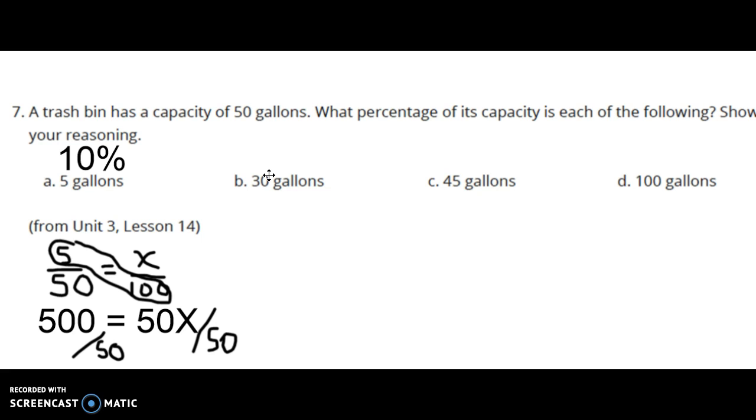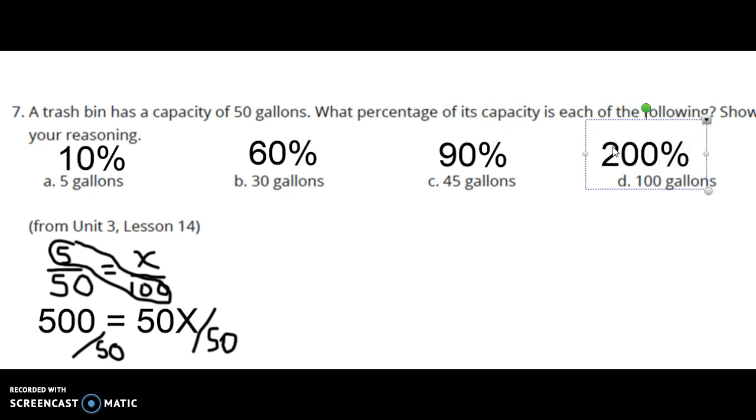Right, if you look up here, I know that 30 over 50 is going to end up being 60%. 45 over 50 is going to end up being 90%. 100 over 50 is going to end up being 200%.